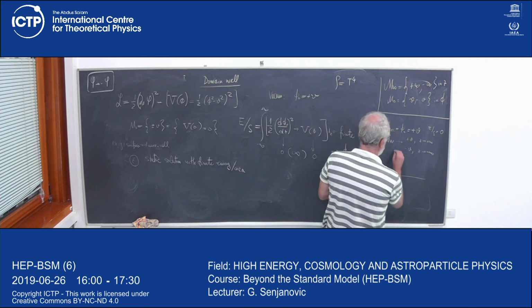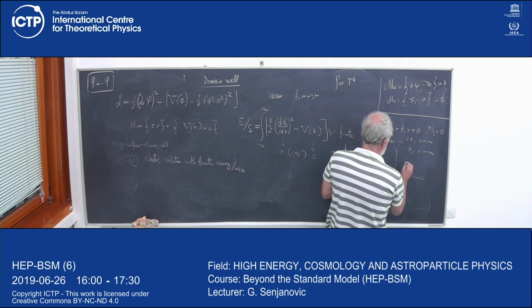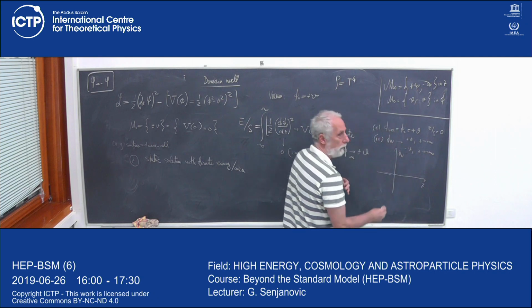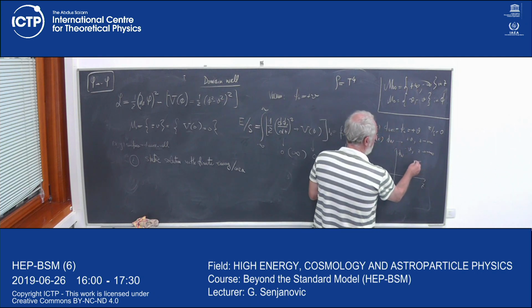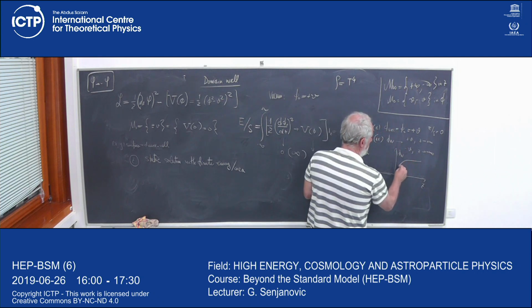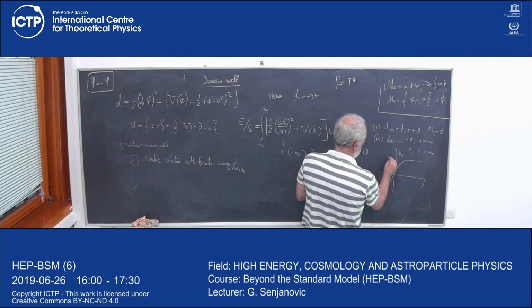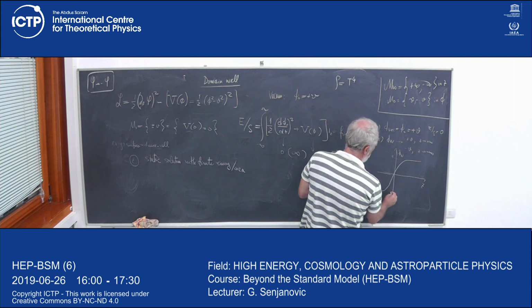Let's plot it. This is phi as a function of Z. When Z goes to infinity, I'm here. The only way symmetrically to connect is like this. This is V, this is minus V.